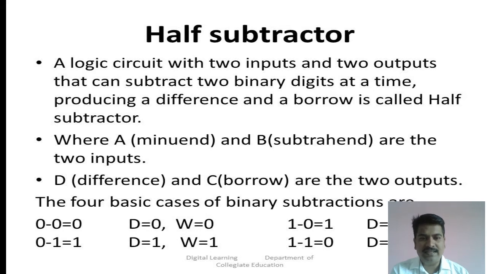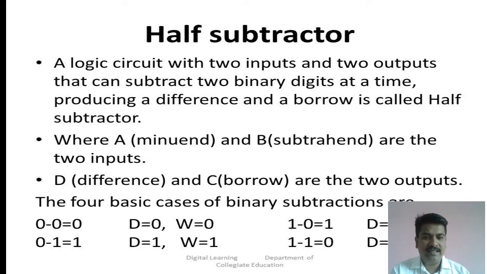Look at the other case. This is a different case. 0 minus 1. You cannot do 0 minus 1. You have to take a borrow from the previous digit. If you take a borrow from there, this becomes 1 0 and 1 0 minus 1 will be 1. Now the difference is 1 and we have taken the borrow here. The borrow will also be 1. So difference is 1. Borrow is also 1 in this case.